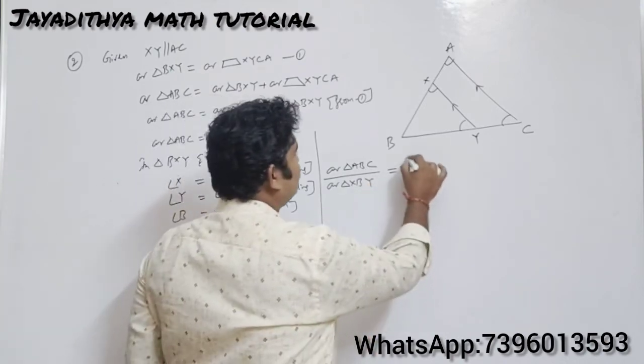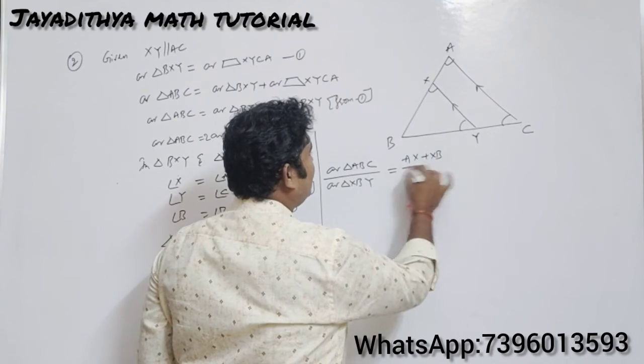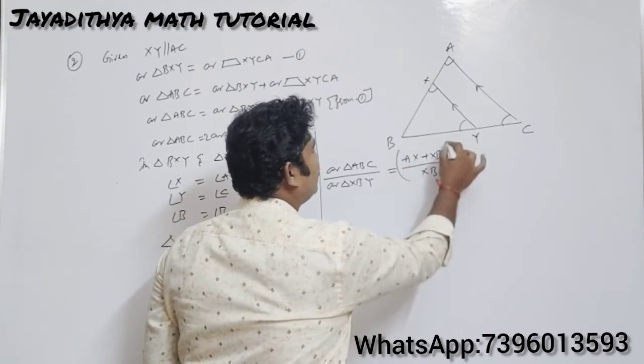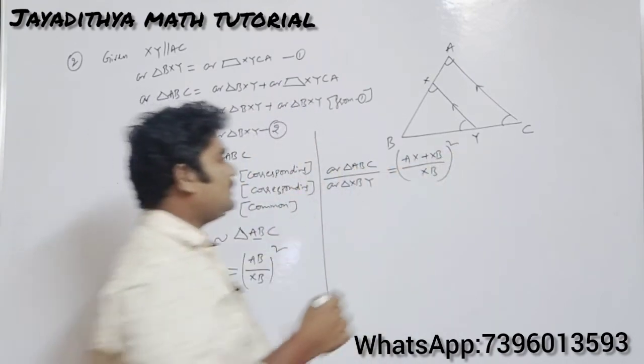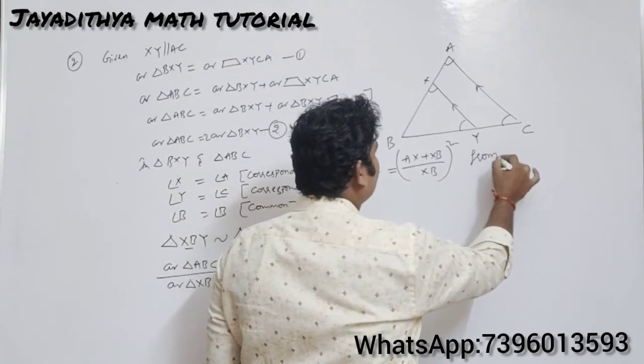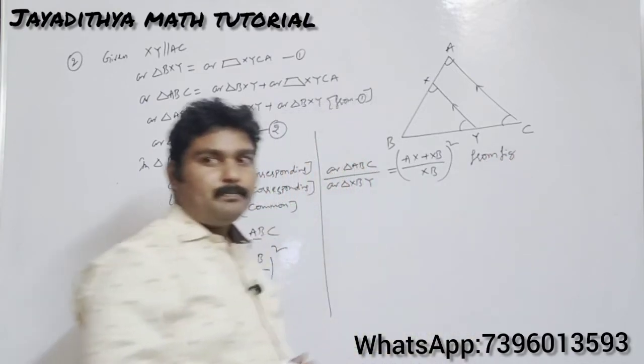to, AB means what now? That will be AX plus XB by XB whole square. Can I write it or not? So there you can write it as from figure. That is from figure here.